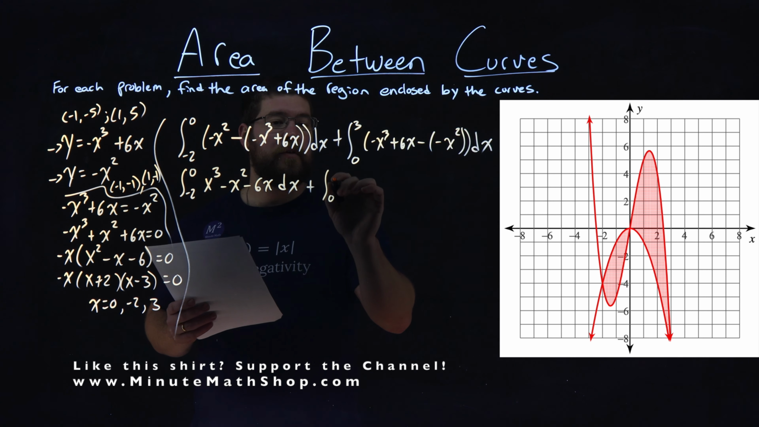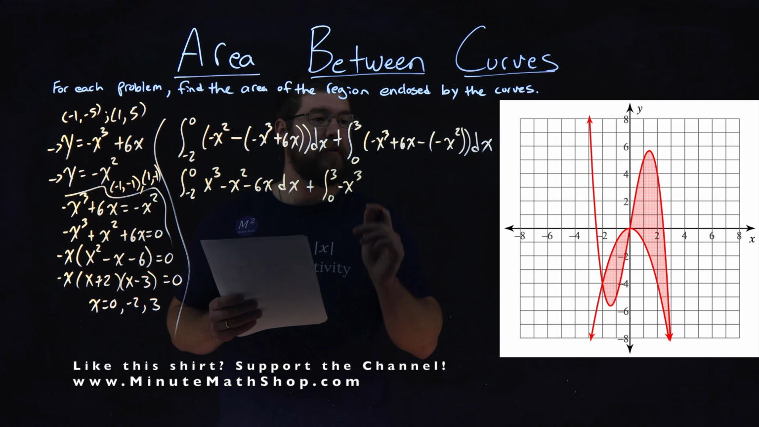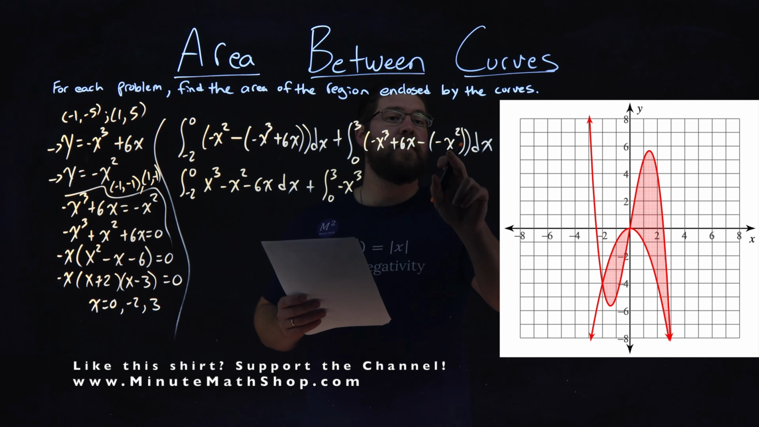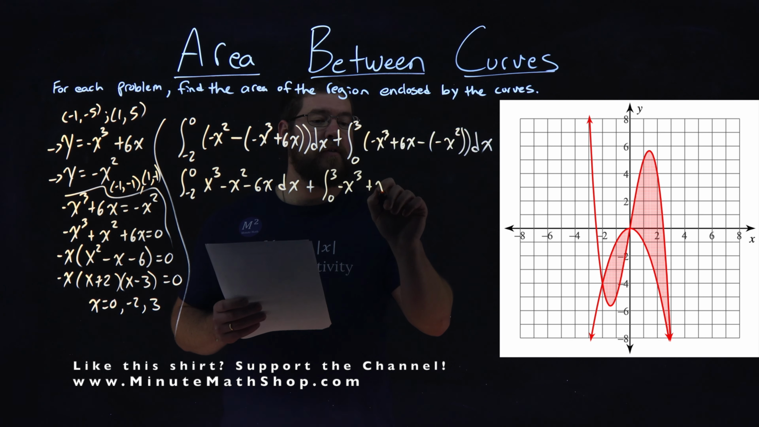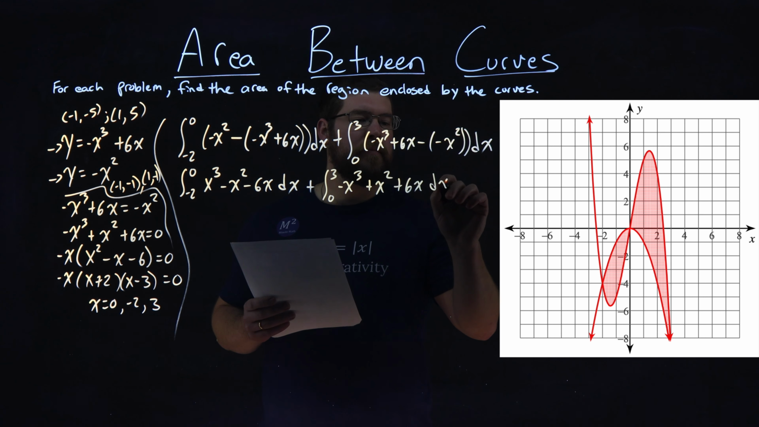Second one, integral from 0 to 3, do the same thing. Negative x to the third is the first term. The next one is going to be a positive x squared minus a negative x squared, so positive x squared, then plus a 6x dx.